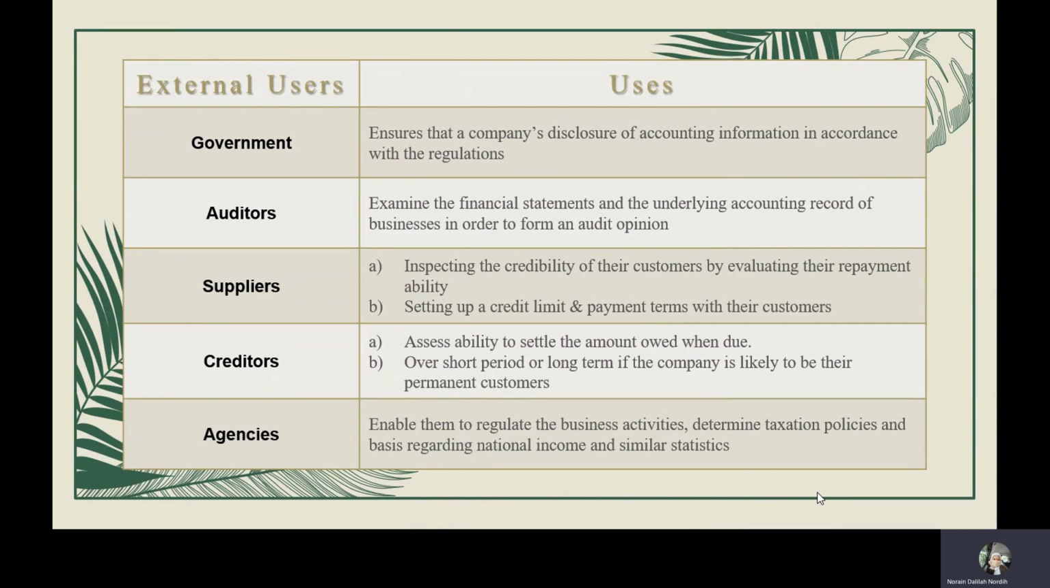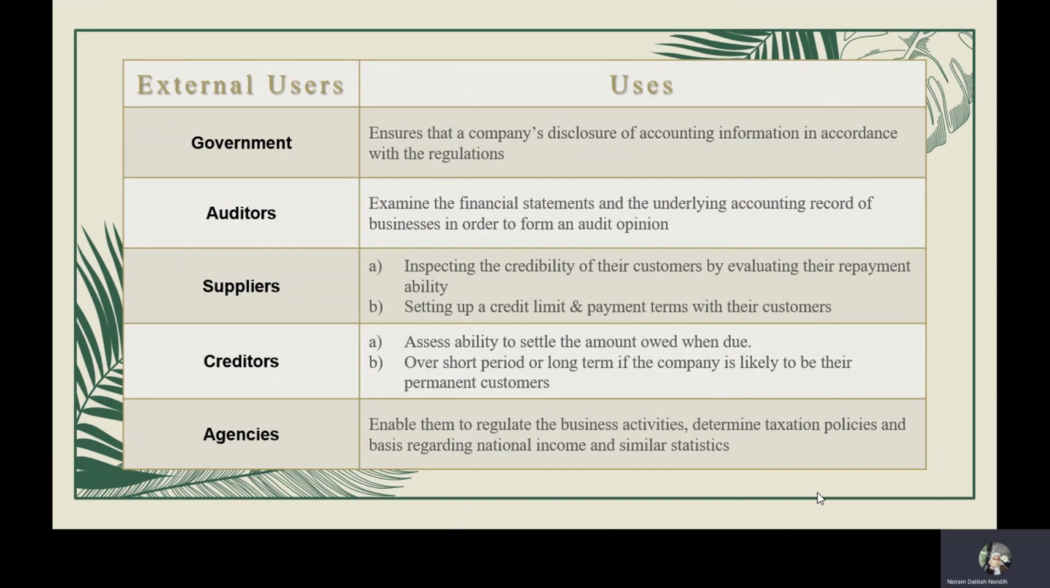6. Government. They ensure a company's disclosure of accounting information is in accordance with the regulations. 7. Auditors. They examine the financial statements and the underlying accounting records of businesses in order to form an audit opinion. And 8. Suppliers. They inspect the credibility of their customers by evaluating their repayment ability. And second, they set up a credit limit and payment terms with their customers.